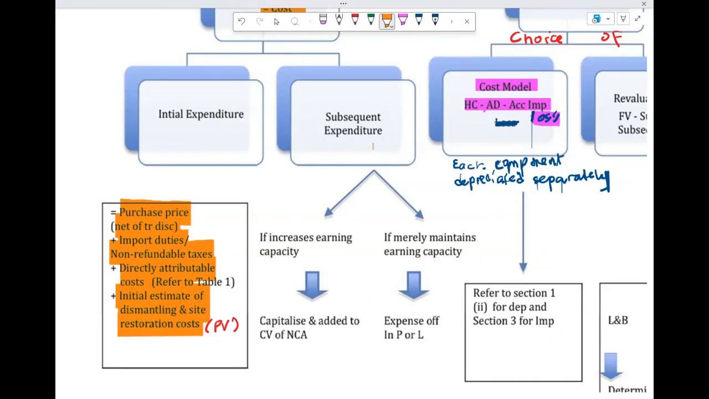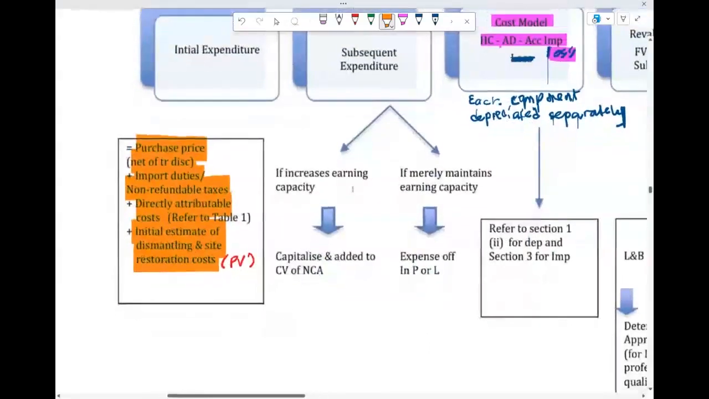Let's say when you buy a plant, okay, the plant can be used to produce 1,000 units, but you know that you're able to sell more than 1,000 units. So you need to add on, you need to improve or add on the plant. So what's the treatment for that improvement? So that's your subsequent measurement, subsequent expenditure. So it goes back to what you have learned in your accounting paper.